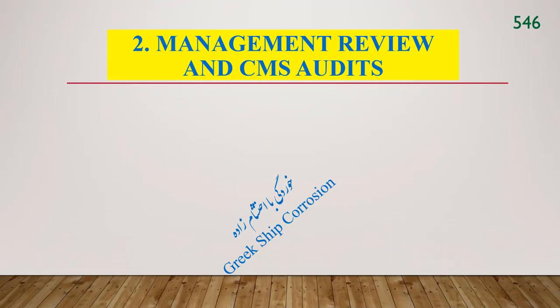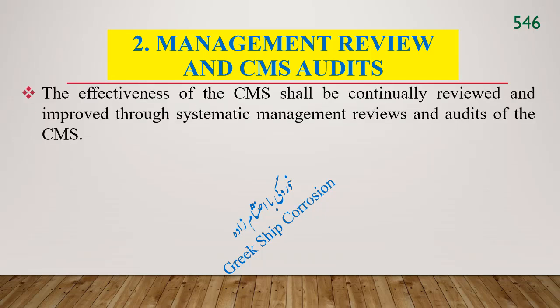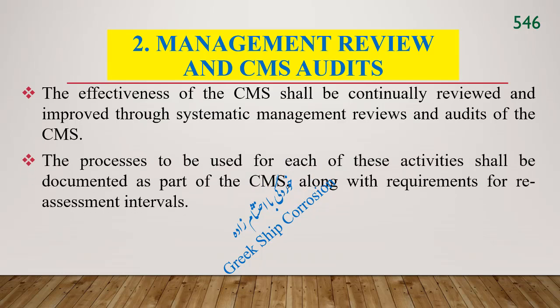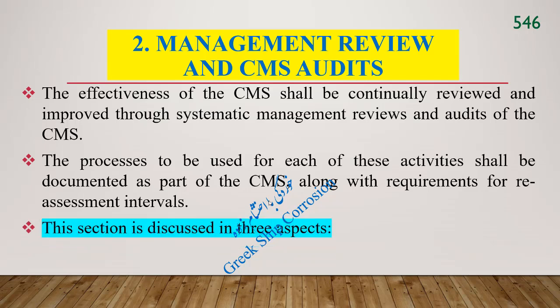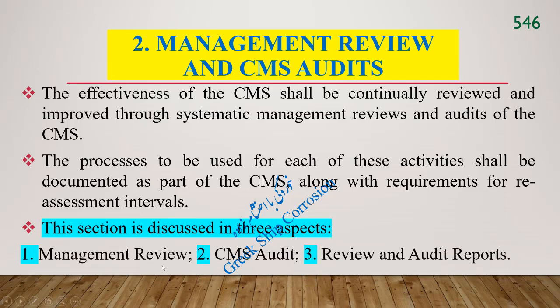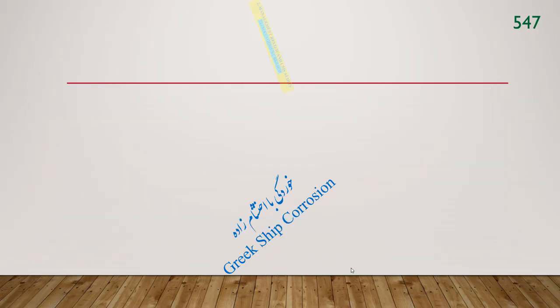2. Management review and CMS audits. The effectiveness of the CMS shall be continually reviewed and improved through systematic management reviews and audits of the CMS. The processes to be used for each of these activities shall be documented as part of the CMS, along with requirements for reassessment intervals. This section is discussed in 3 aspects. 1. Management review. 2. CMS audit. 3. Review and audit reports.